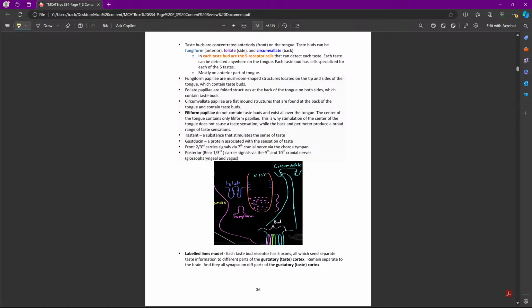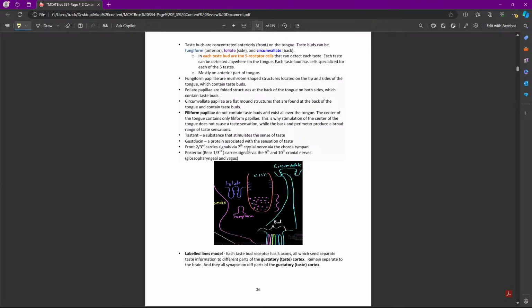The center of the tongue contains only filiform papillae. This is why stimulation of the center of the tongue does not produce taste sensation. It's why the back and perimeter produce a broad range of taste sensations. A tastant is a substance that stimulates the sense of taste. Gustducin is a protein associated with the sensation of taste. The front two-thirds carries signals via the seventh cranial nerve. The posterior carries signals from the ninth and 10th cranial nerves.